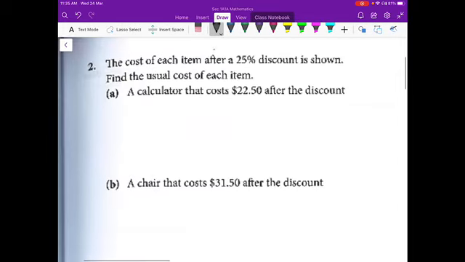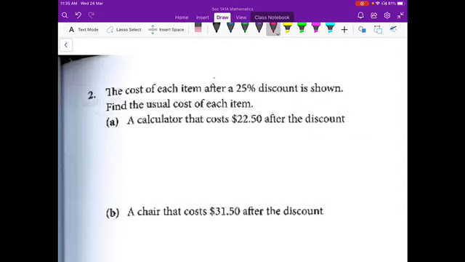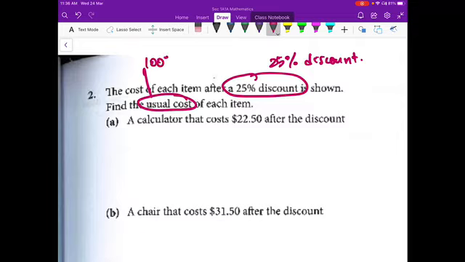The cost of each item after 25% discount. Okay, so here, write down the notes with me. 25% discount. Find the usual cost, find the 100%. And this $22.50, this is after discount. This is not the 25% discount.